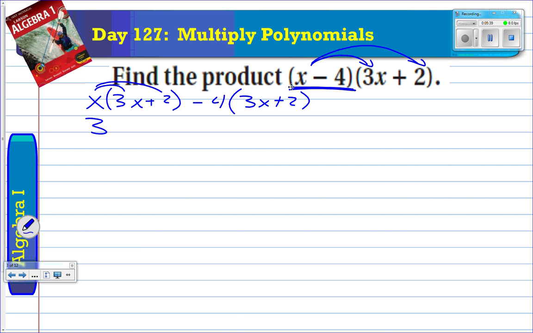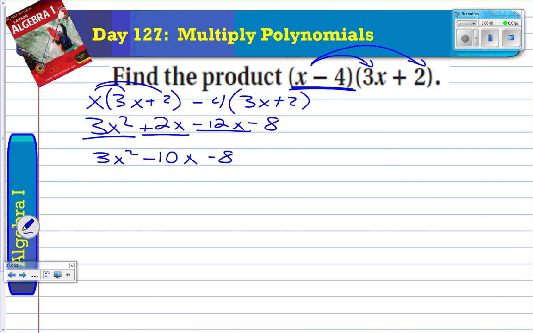X times 3x is 3x squared. X times 2 is 2x. Negative 4 times 3x is negative 12x. Negative 4 times 2 is negative 8. 3x squared comes first. 2x minus 12x is negative 10x. And then negative 8. And we're done. So if you want to think about it as splitting one of those up and distributing, that's fine. I have a better way, though.